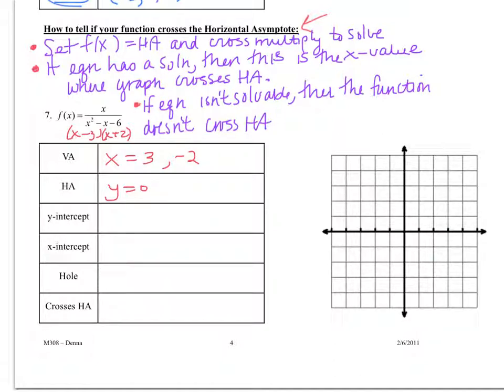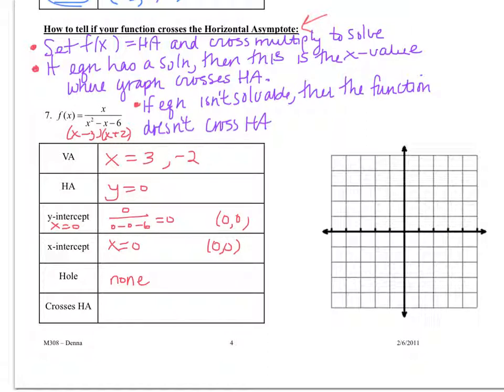For my y-intercept, I find this by plugging in x equals 0. So I have 0 over 0 minus 6, which just gives me 0. To find my x-intercept, we set the numerator equal to 0. So x equals 0, and again, we see that it is the point (0, 0). As far as a hole, since nothing cancels, there is no hole. Not all graphs will have holes or points of discontinuity.